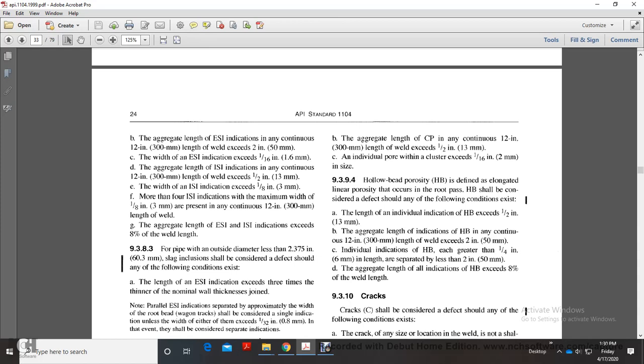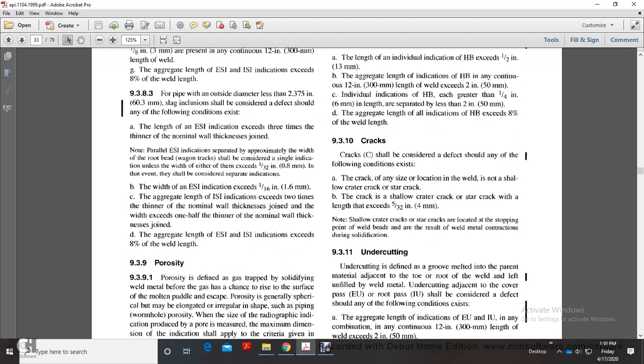9394. Hollow bead porosity is defined as elongated linear porosity that occurs in the root pass. Hollow bead porosity shall be considered a defect should any of the following conditions exist. The length of an individual indication of hollow bead porosity exceeds 1/2 inch. The aggregated length of hollow bead porosity indications in any continuous 12-inch length of weld exceeds 2 inches. Individual indications of hollow bead porosity, each greater than 1/4 inch in length, are separated by less than 2 inches. The aggregated length of hollow bead porosity indications exceeds 8% of the weld length.